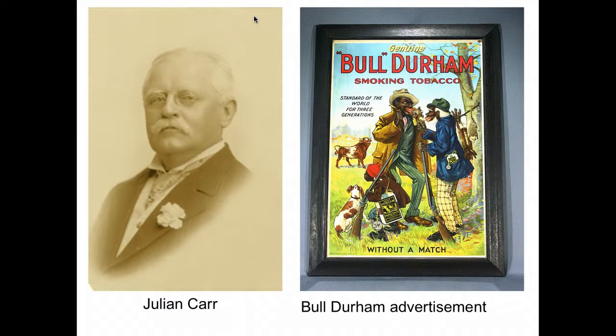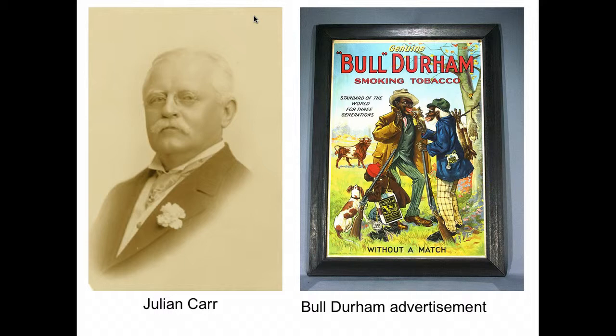Julian Carr of Chapel Hill capitalized on a phenomenon that appeared during the Civil War, which is that both Northern and Southern soldiers, both U.S. and CSA soldiers, grew fond of North Carolina bright leaf tobacco during the war. They encountered this tobacco with its particular flavor, its mildness, as a smoking tobacco during the Civil War.